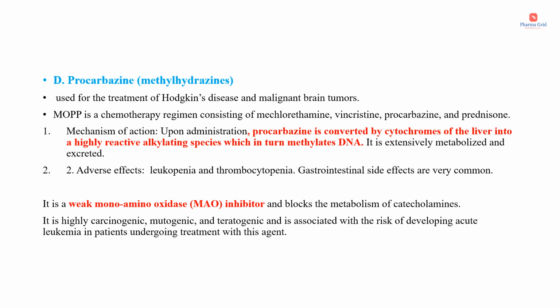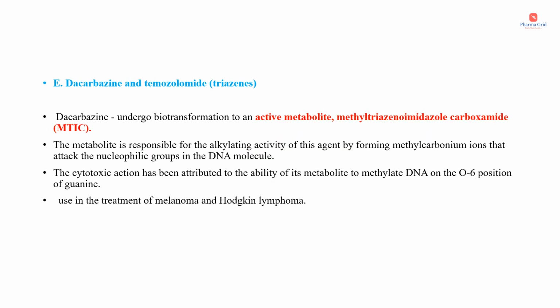It is extensively metabolized and excreted. Adverse effects include leukopenia and thrombocytopenia. Then these gastrointestinal side effects are very common. Then this procarbazine is a weak monoamine oxidase inhibitor and blocks the metabolism of catecholamines. Okay, so this is also important. Procarbazine is a weak MAO inhibitor, so it blocks the metabolism of catecholamines. It is highly carcinogenic, mutagenic and teratogenic and is associated with the risk of developing acute leukemia in patients undergoing treatment with this agent. So the next drugs are dacarbazine and temozolomide.